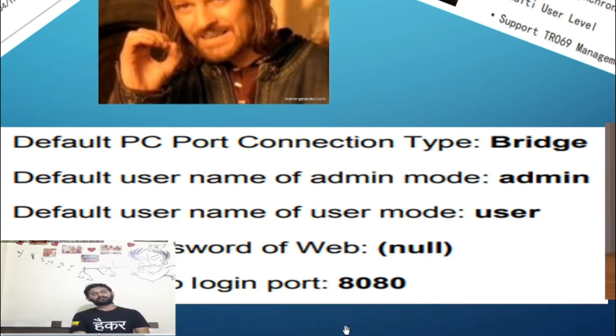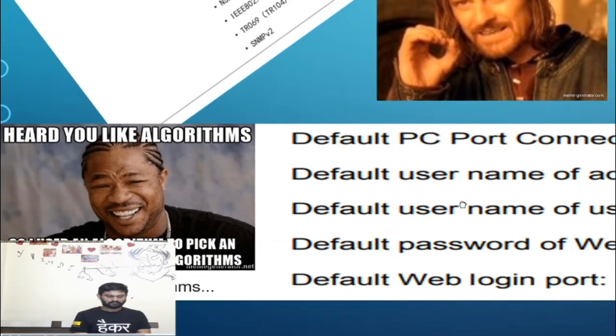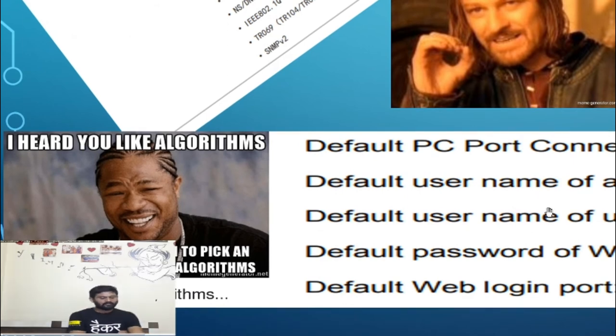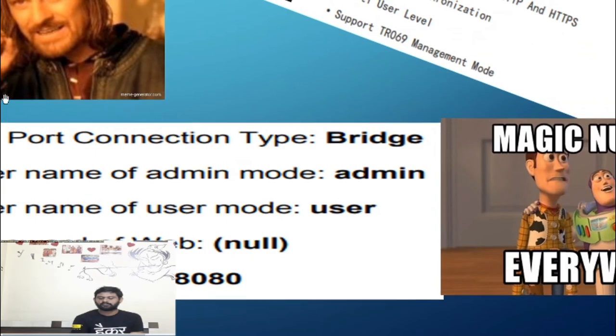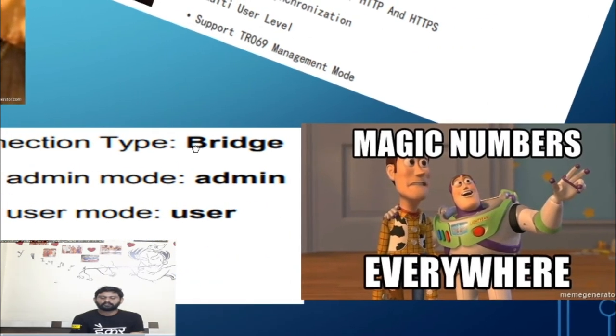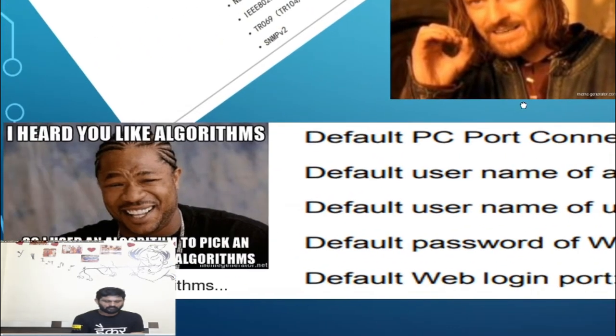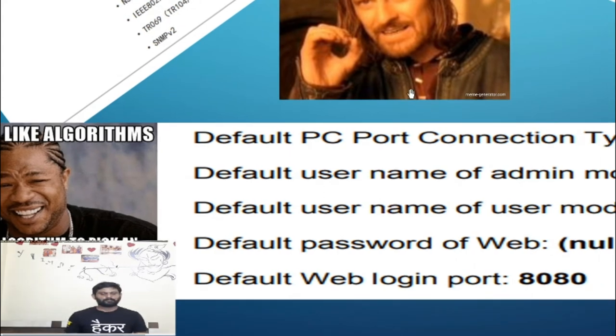So the default password for web is null, and there's a default web login port. You don't need to perform nmap either. To access the web interface, you can just connect to the IP phone on port 8080 and you will get the connection. I heard that you like algorithms, so I use an algorithm to pick an algorithm to generate an algorithm. So why is the algorithm important? Why is reviewing the algorithm the most critical part? Algorithms are generally used for two purposes in a device. One is to generate a magic number and the second is to generate a password.